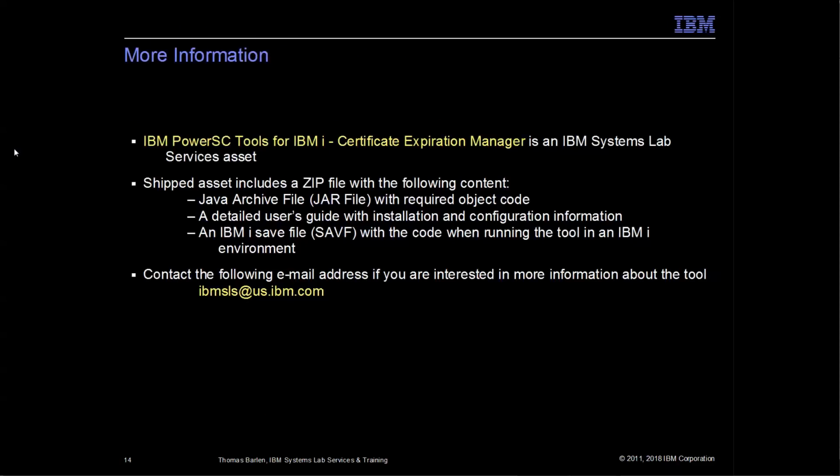So if you're interested in that tool, it's called IBM PowerSC Tools for IBM i, Certificate Expiration Manager. Again, this has been developed by IBM Systems Lab Services. It's available as an asset. What you get when you purchase that particular asset is a Java archive file that you can run on any kind of platform outside IBM i, a detailed user's guide with installation and configuration information, as well as a save file for our IBM i clients that can be restored, and it will pretty much set up everything for you on an IBM i environment.